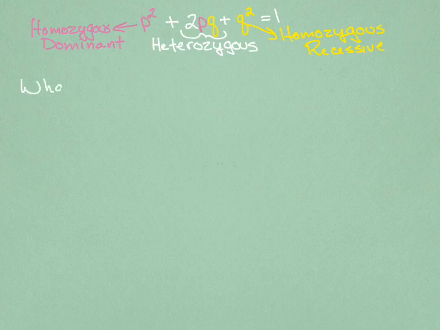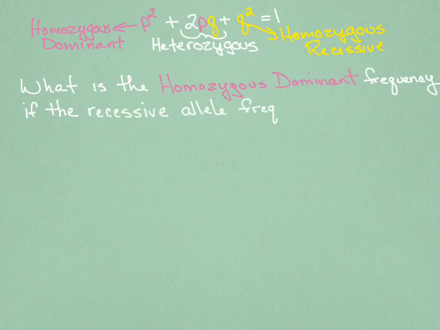So let's do another one. What is the homozygous dominant frequency? So that's a genotype frequency, right? If the recessive allele frequency is 25%. So notice we don't say recessive genotype frequency. The recessive allele frequency is 25%. Okay? So Q equals what? The recessive allele frequency, and that is 25%.